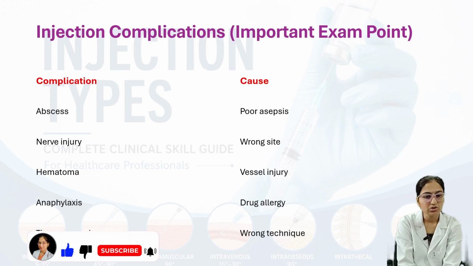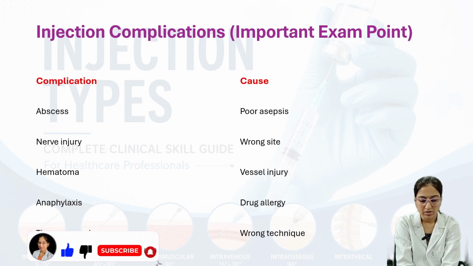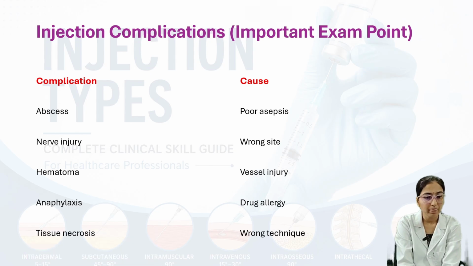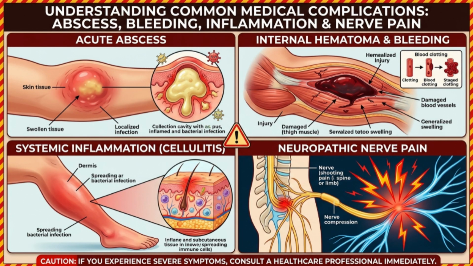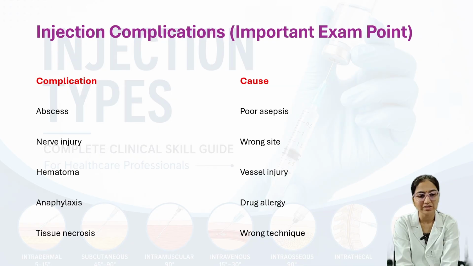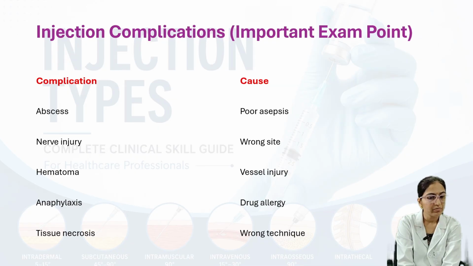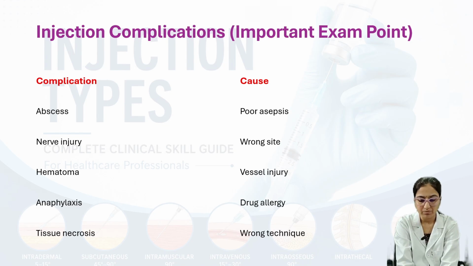Next we'll see injection complications. It's very important. Here, complications and then cause. We'll see the complication. Abscess causes poor sepsis. Nerve injury causes wrong site. Hematoma causes vessel injury. Anaphylaxis, the cause is drug allergy. Tissue necrosis, the cause is wrong technique. You should not forget this. You have to keep it in mind. Injection complications, very, very important.